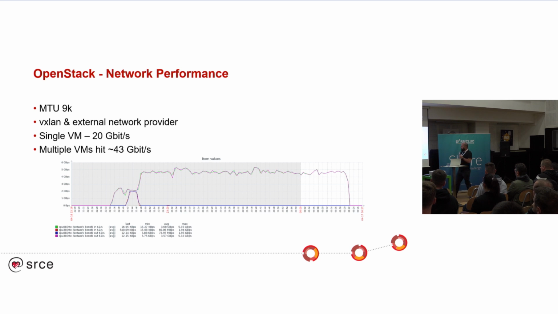With regard to the network performance, we use VXLAN, so the standard thingy, and the external network provider. So the single VM, even with multiple streams, basically caps at 20 gigabits a second. But then if you use the same hypervisor and you deploy multiple VMs, in this case with 3 VMs, I got up to 5.35 gigabytes, so that's around 43 gigabits a second, which is close to 50, close enough.